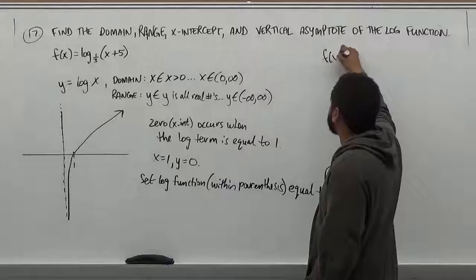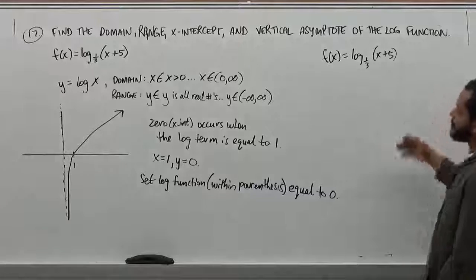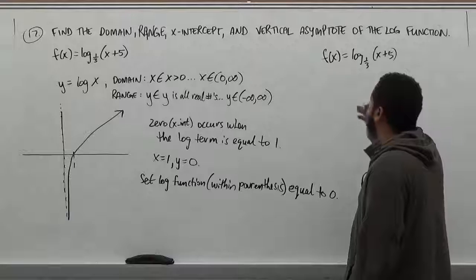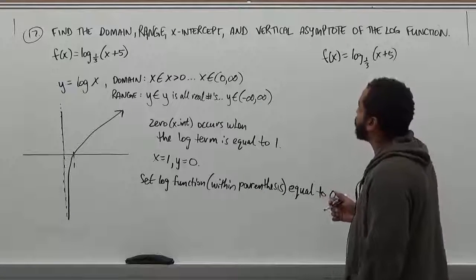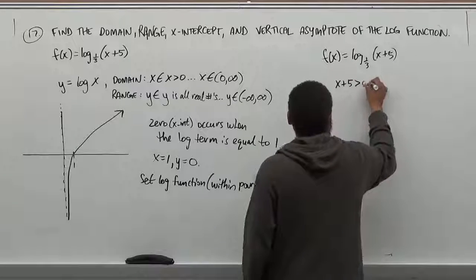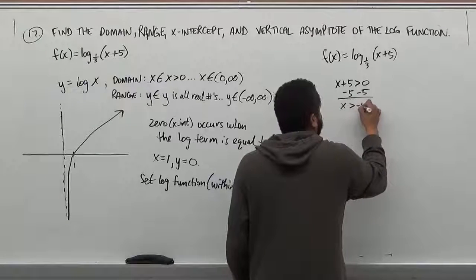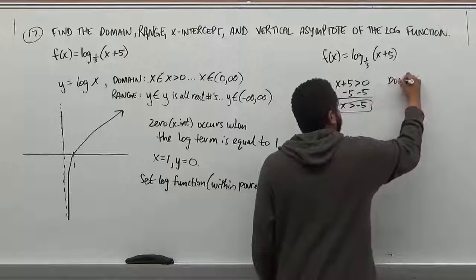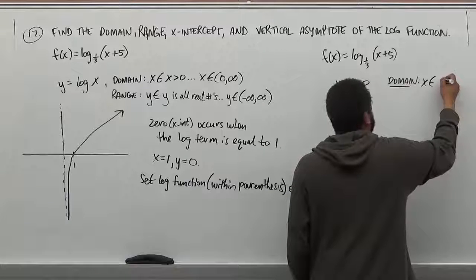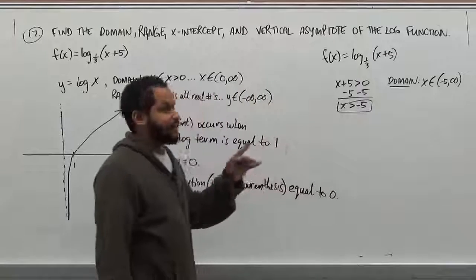Again, our function f of x is equivalent to the log base 1/3 of x plus 5. What we want to do is solve first the domain, the range, the x-intercept, and then finally the vertical asymptote. So here, solving for our domain, we know that x plus 5 must be greater than 0. When we solve this, we get x is greater than negative 5. Here's our domain. So the domain would be x belongs to negative 5, not included, to infinity, because x has to be greater than negative 5.